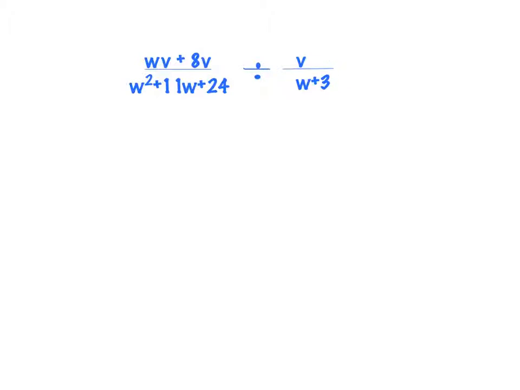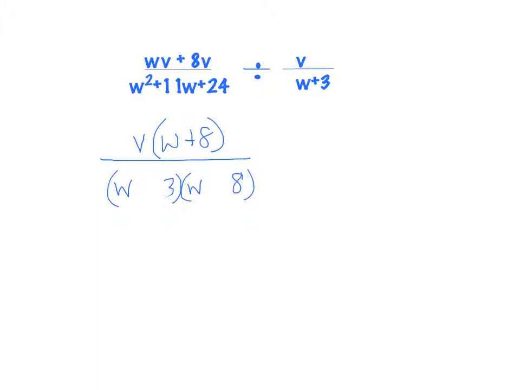I also see over here something that looks like it could be factored, so I'm going to do both of those in one step. Let's start with this numerator. Looks like we can pull out a v. Then I'll have a w plus 8 left. In the denominator, it's a trinomial that's going to factor. I'm going to have a w, then factors of 24 that add up to 11. I think that's going to be 8 and 3. Signs are the same, so they're both going to be pluses. And now I'm going to change this to a multiplication problem. Anytime you see division, you change it to multiplication and then flip that second fraction.